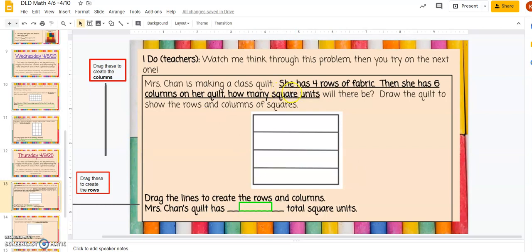After that, I'm going to reread my story. She has 6 columns on her quilt. So I need to make 6 columns. So I'm going to drag over my columns. If it's an even number, I like to start in the middle. I feel like that helps it be evenly spaced. So now I have 2 columns. So I want to get 6. So if I have 2 right here, I know I can make 3 here and 3 here and get 6 in all. So let's do it.